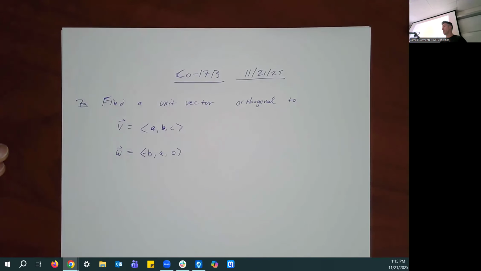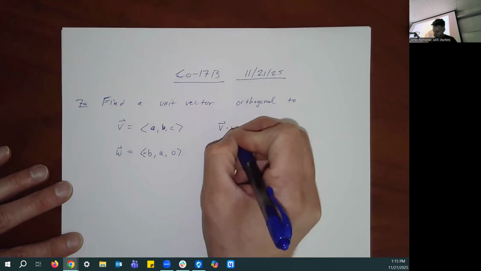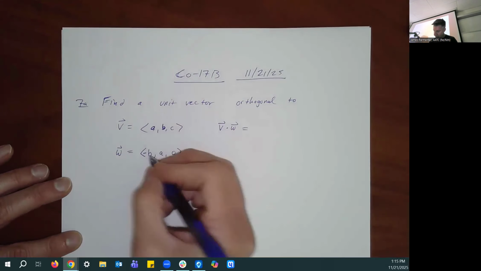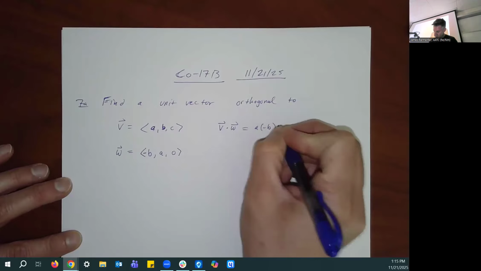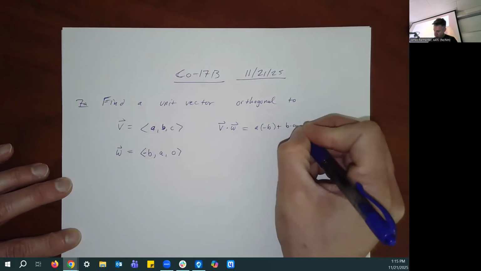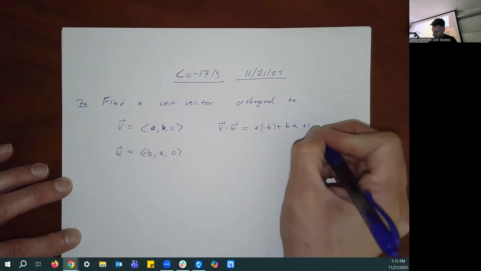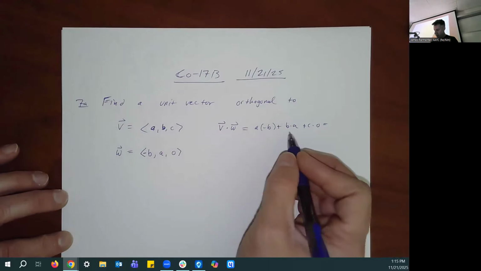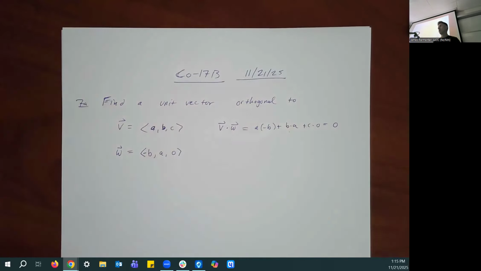That vector certainly is orthogonal to V, because V dotted with W is A times negative B plus B times A plus C times 0, which amounts to negative AB plus AB plus 0, which is 0. So that's the typical way you find any old vector orthogonal to another one. And then the next part is to make it a unit vector, so divide it by its own magnitude.